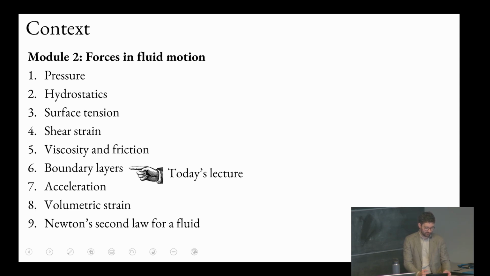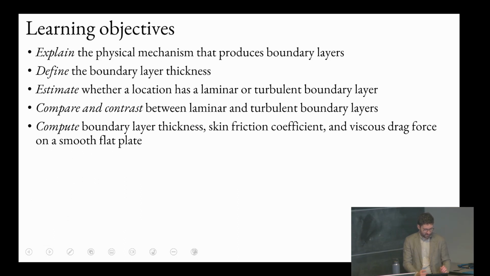We're coming to the end of module 2, but boundary layers are caused by viscosity and they produce a force in fluid motion. The learning objectives: we want to understand the physical mechanism that produces boundary layers, why they're actually produced. We want to figure out how we define the thickness of a boundary layer and estimate whether the boundary layer at a given location is going to be laminar or turbulent. We'll talk about the differences between those two types of boundary layers.